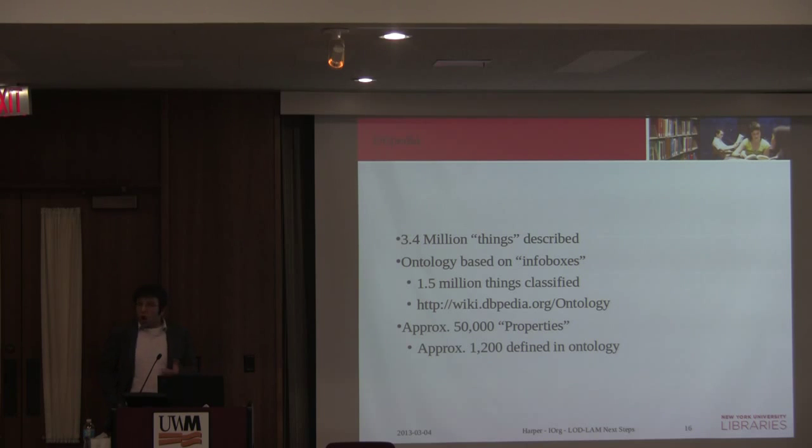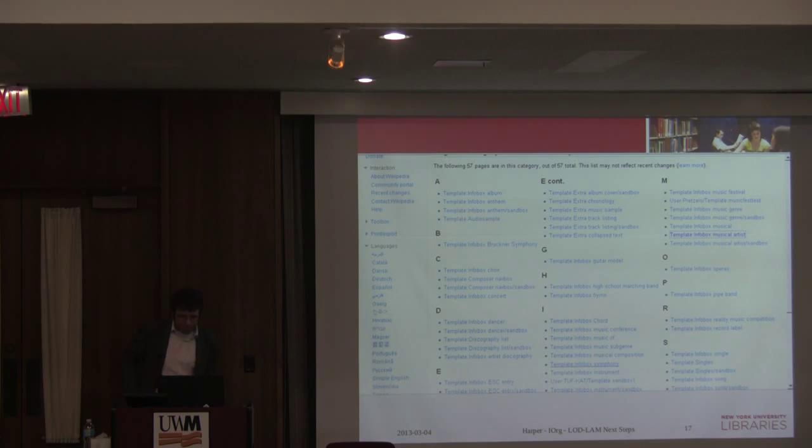1.5 million of those are classified. They have formal types of things. There are about 50,000 metadata properties there, and about 1,200 of them are formally defined in the DBpedia ontology.